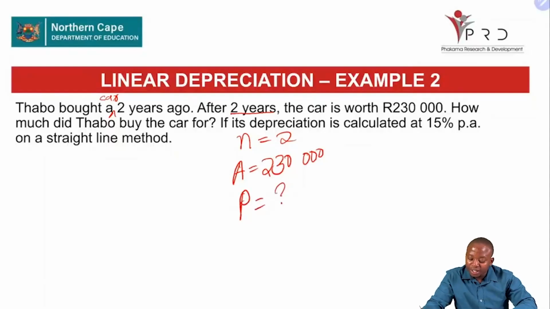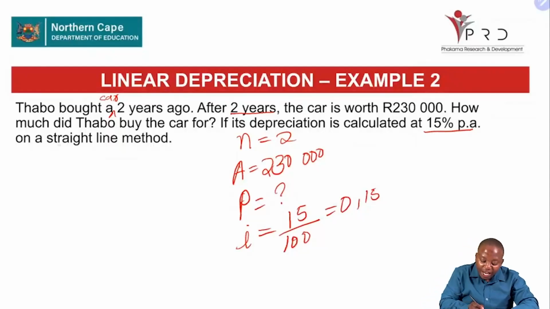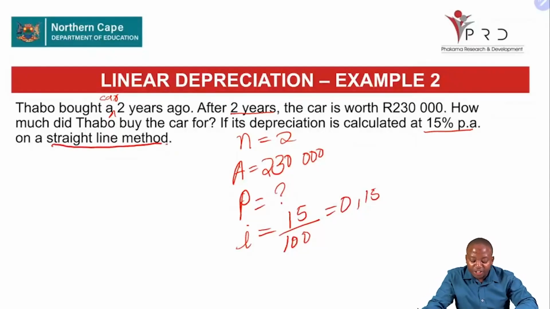The depreciation is calculated at the rate of 15% per annum. So the rate is given, so we must convert that rate into I. So we'll have our rate, which is 15 divided by 100, which is 0.15. That is our I. On a straight line method, this gives us a clue which formula to utilize. So in this case, we have to use the straight line or the simple or the linear depreciation formula, which is A is equal to P into 1 minus IN.